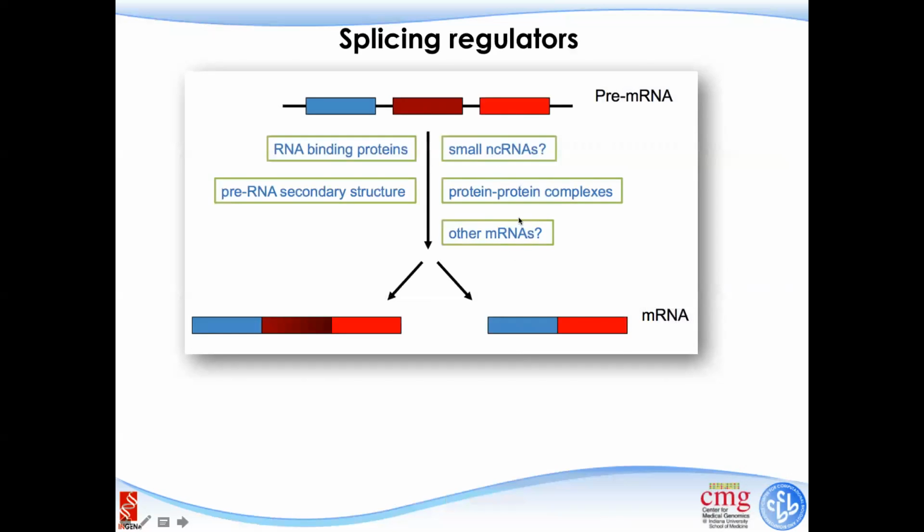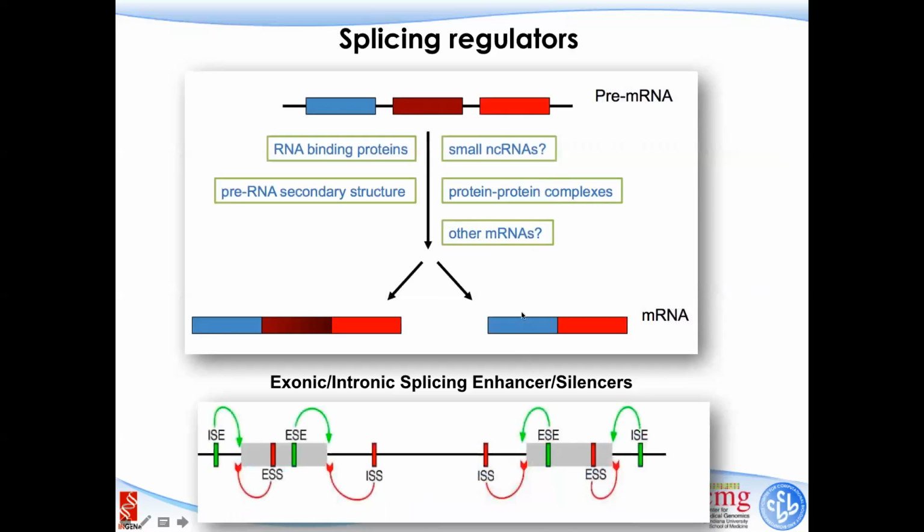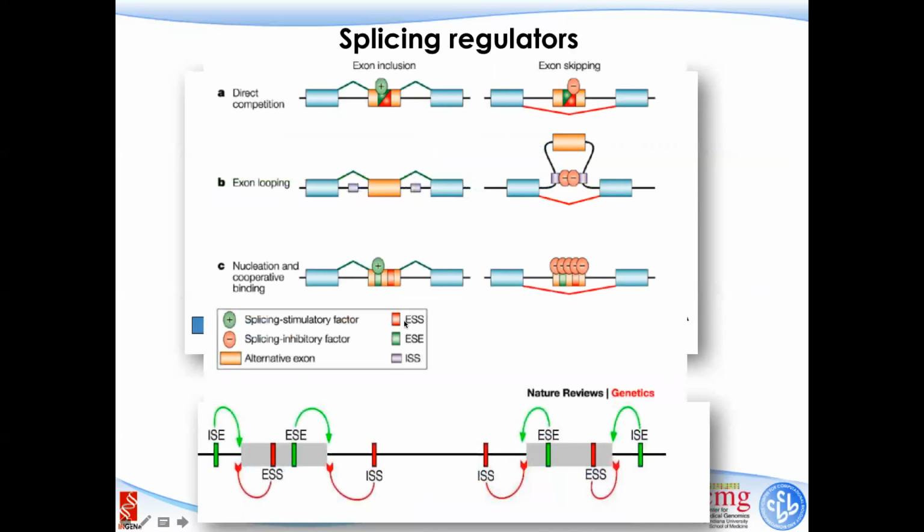All this may contribute to the regulation of alternative splicing and may result in different isoforms. And one specific regulatory mechanism you need to keep in mind is the exonic or intronic splicing enhancer or silencer. Basically, this figure shows how it works. Exonic means located on exon, and intronic means located on intron. The enhancer means this may enhance the alternative splicing, and the silencer means this may silence the alternative splicing.